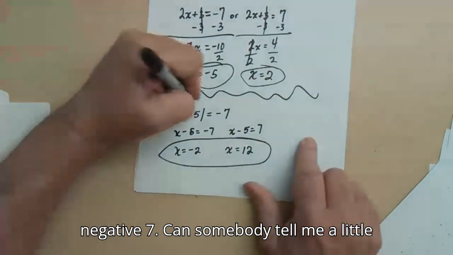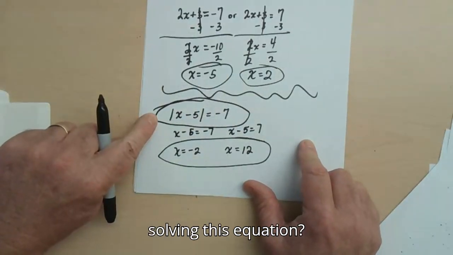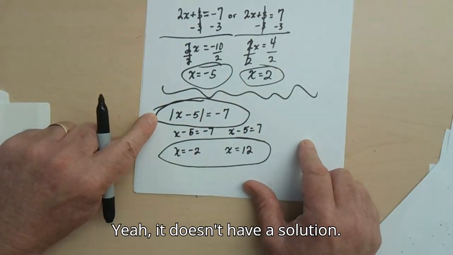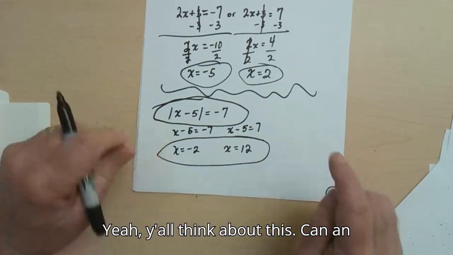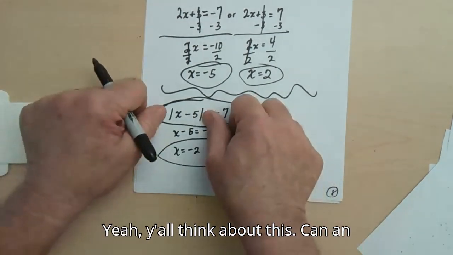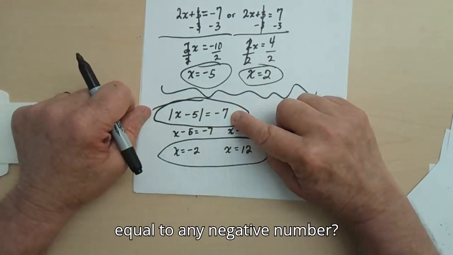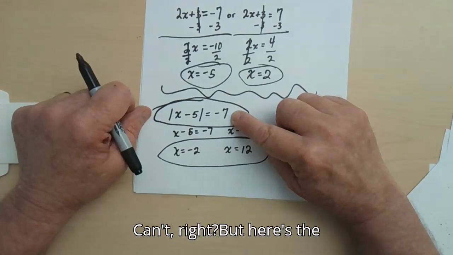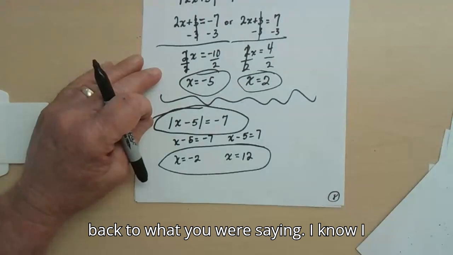Can somebody tell me a little more generally what our problem is in solving this equation? Yeah, it doesn't have a solution. Anytime there's a negative as your answer. Yeah, y'all think about this. Can an absolute value ever be equal to any negative number? Can't, right?